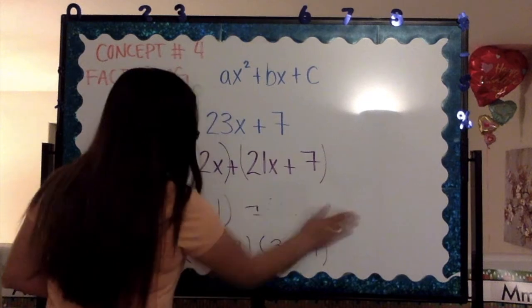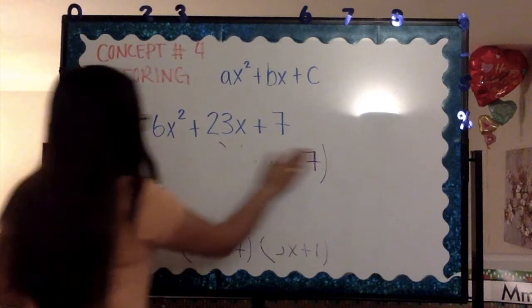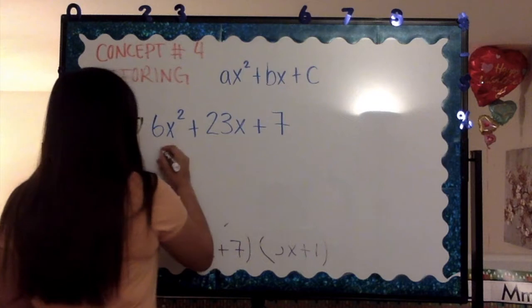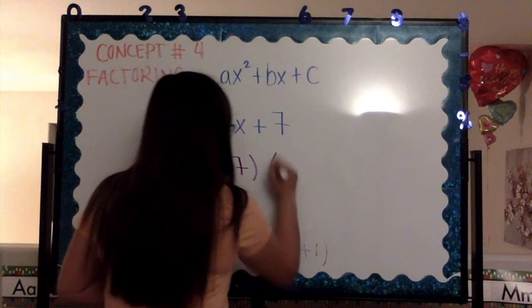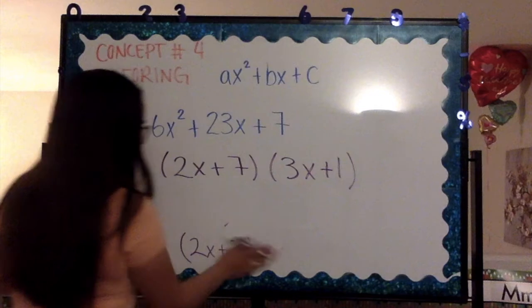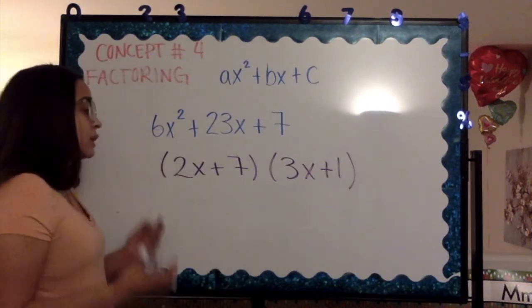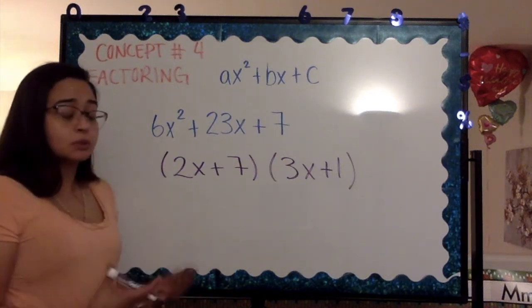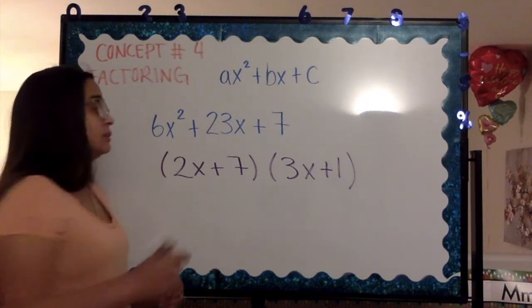So, let's go ahead and erase this part. We can do a little math. We have 2x plus 7 and 3x plus 1. Okay? Now we're going to multiply these binomials. The way that I find easiest to multiply binomials is by using FOIL. So that is what I'm going to be using.